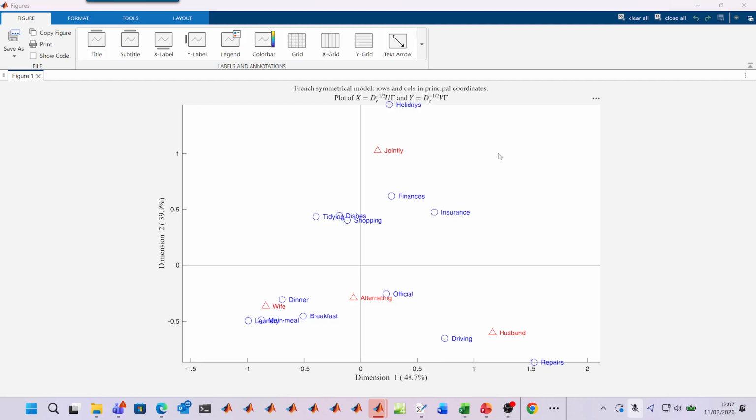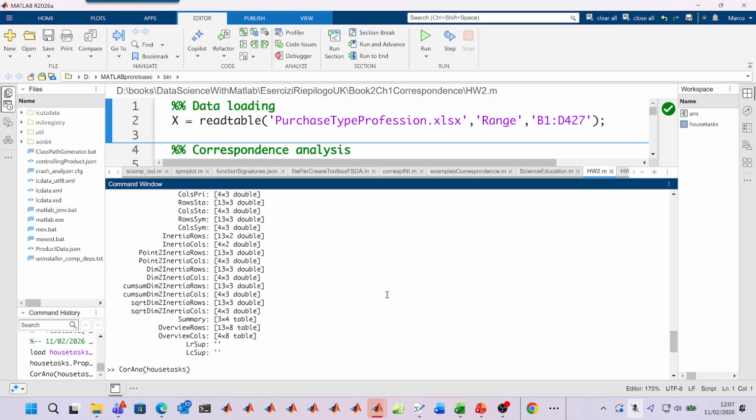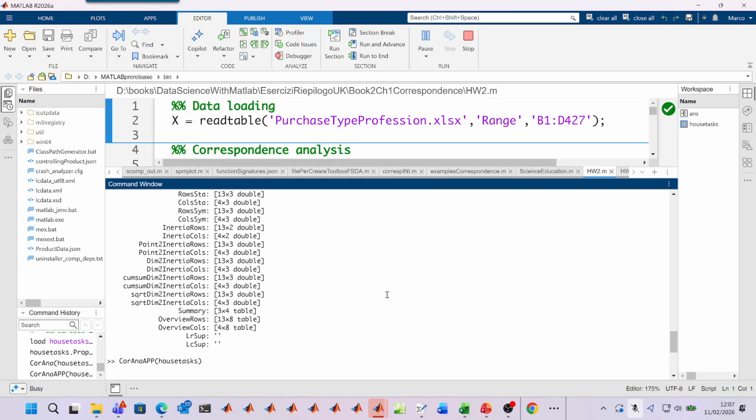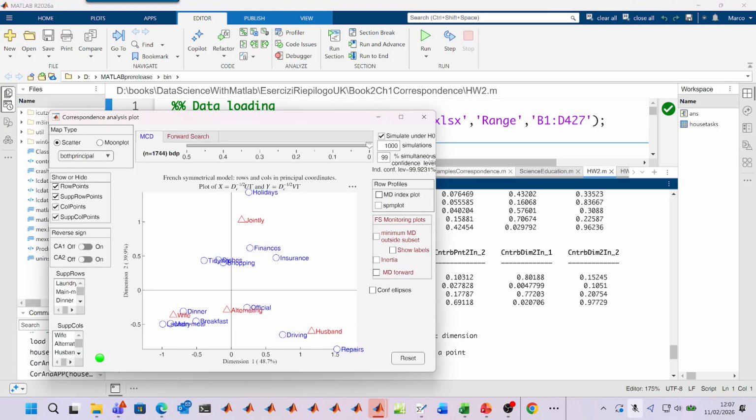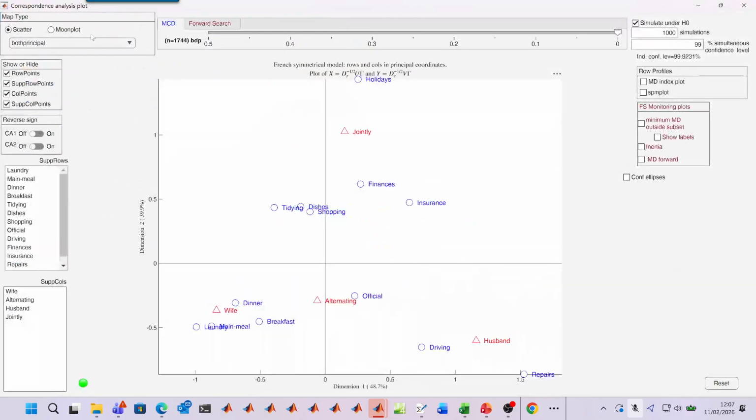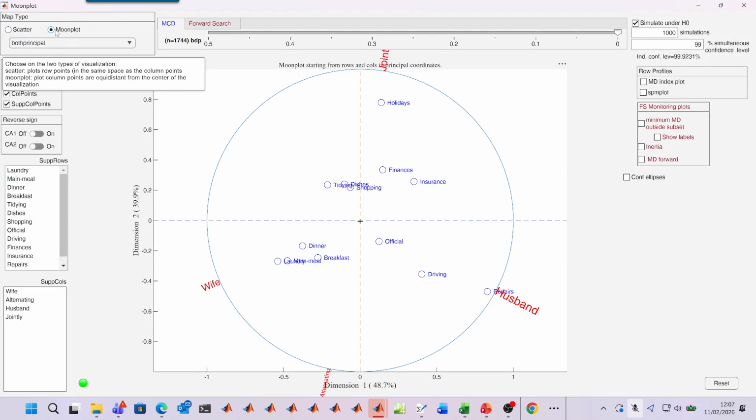Let us see in terms of corana app. And let us see the moon plot, with the husband, wife, and joint. You see the direction. That is very clear, eh? The direction of the angles.